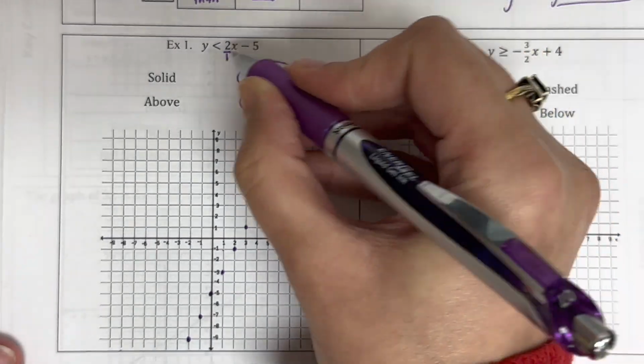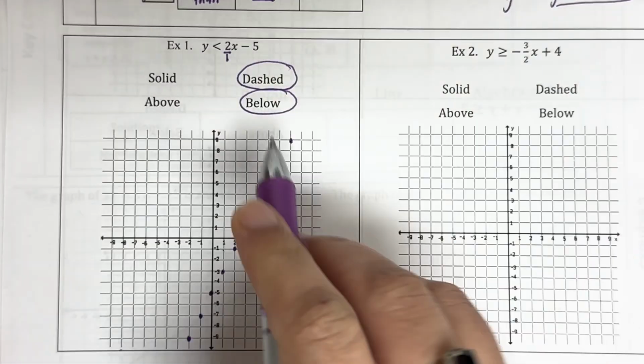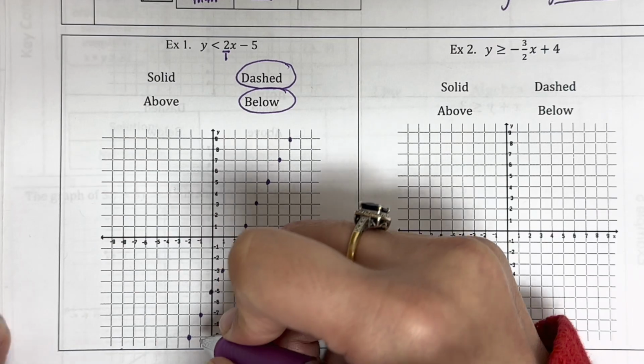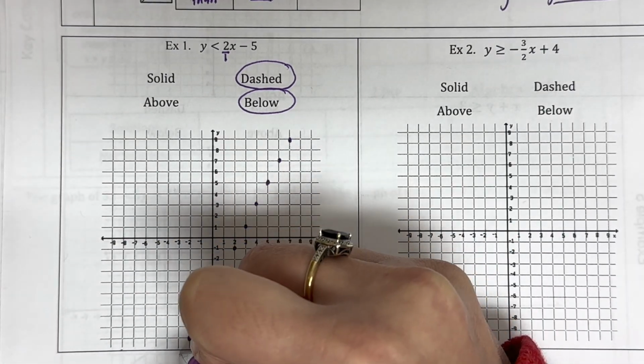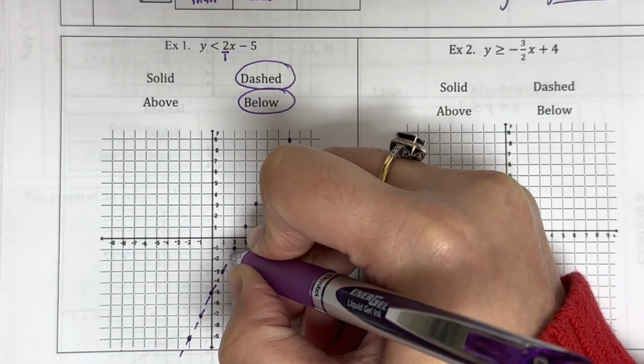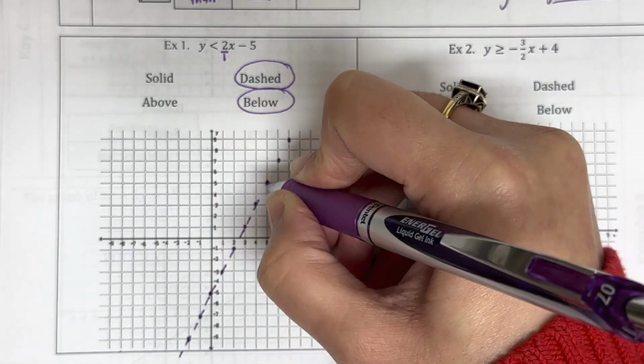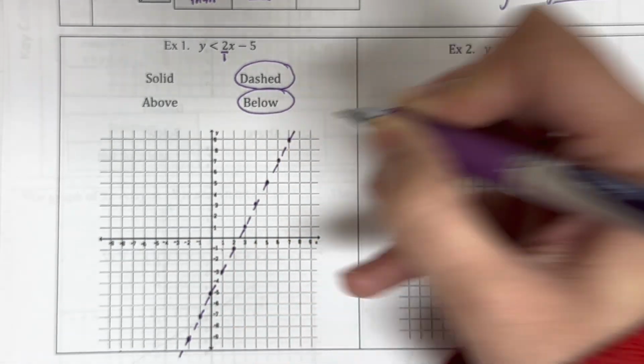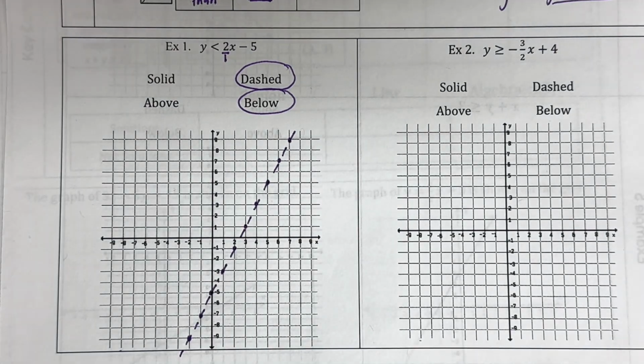Now remember, it is a dashed line because it doesn't have an equal in it. So I just have to draw the dashed line, not solid. So dashed line means leave some spaces. It needs to be a broken line with spaces in it. So there you go. My line is dashed.